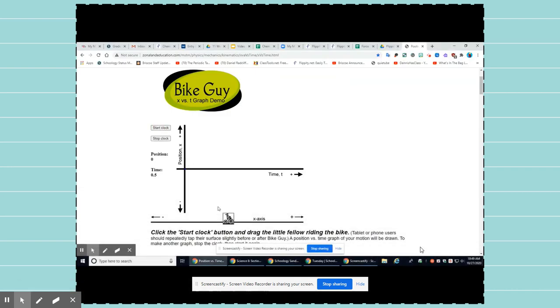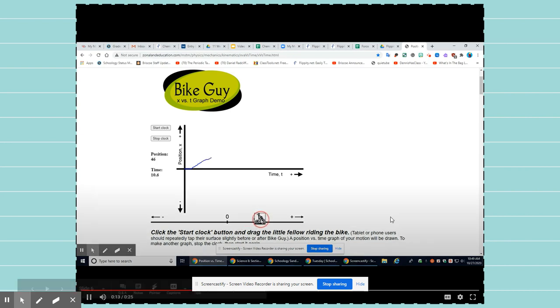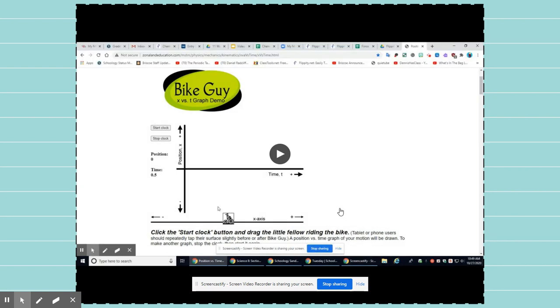I'm going to click start. And then I'm going to have my cyclist drive very nice and steady. It's harder than it looks, trust me on that, away from the origin. Now you will notice there was a little flat line here where no motion occurred. The reason for that is I had to have time to move my cursor from the start to the cyclist to get it to move. Okay.